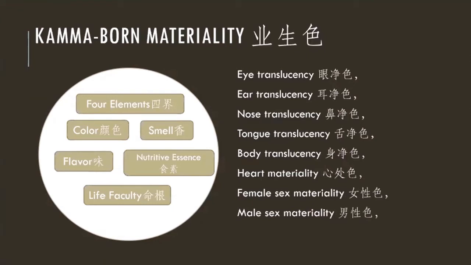So, in brief, karma-born materialities can be counted: eye translucency, ear translucency, nose translucency, tongue translucency, body translucency, heart materiality. Altogether 6. After that, female sex materiality, male sex materiality, after that, life faculty. And that makes 9, that's what we call the life nonad kalapa. So altogether, there are 9 types of karma-produced kalapas in this body. These are called karma-produced materialities.